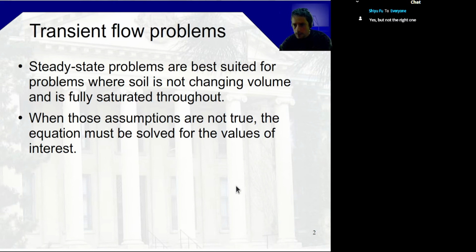Oh, sorry, it's not showing. For those cases where there is no change of material properties over time, and that assumption can be good in many scenarios where you can reach an equilibrium and you can maintain it for a long time.